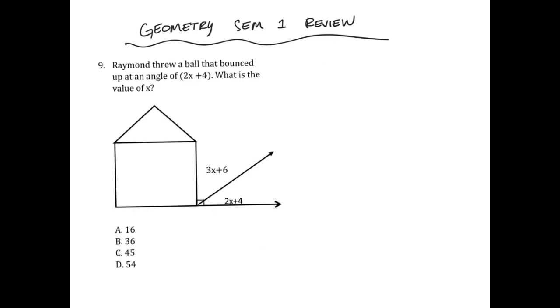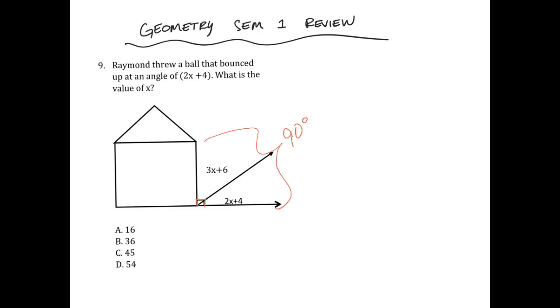Alrighty, number 9. Raymond threw a ball, bounced at this angle. What is the value of x? Well, hopefully you know that these two angles add up to 90 degrees. You see the box down here. You know they're going to be complementary.